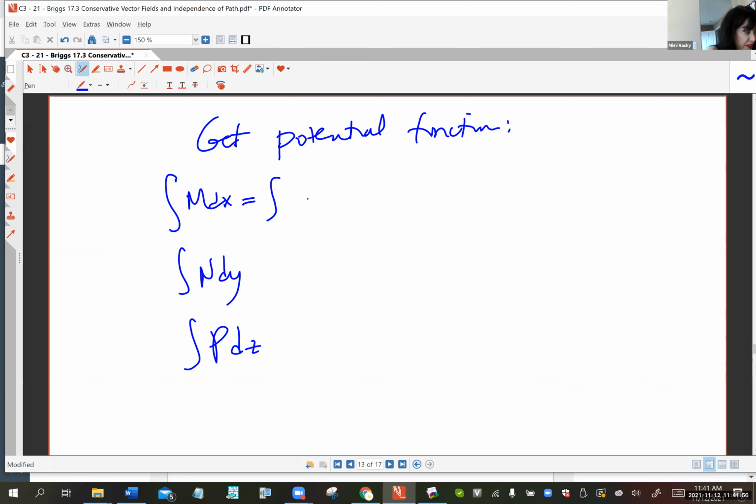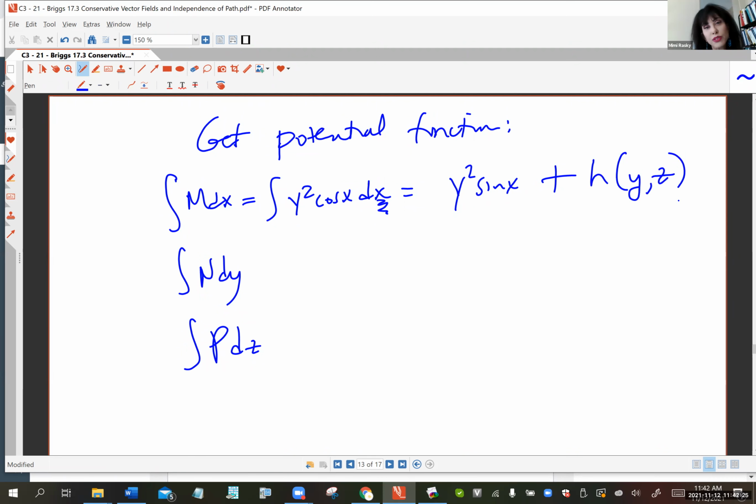So the M for this vector field was y squared cosine x. And when we integrate y squared cosine x with respect to x, it's y squared sine x. Plus, now here's the weird part. This is a little bit different than a 2D vector field. We're integrating with respect to x, so there are 2 other variables that we didn't acknowledge in this one integration. So when you have a function, call it h, you have to acknowledge the other 2 variables that we didn't integrate with respect to. And it could include a constant, h of y, z. Put that in there, otherwise prepare to die.